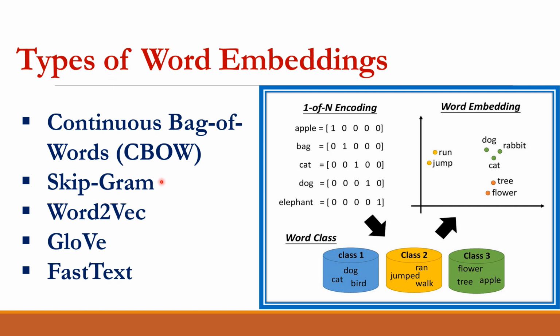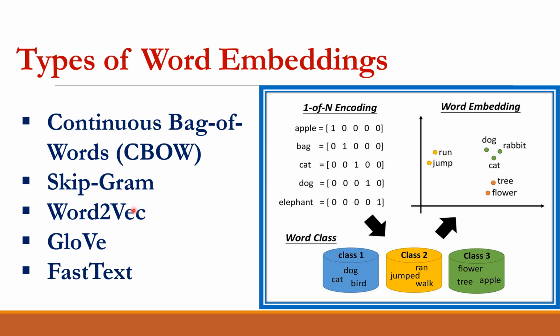Then comes skipgram. This skipgram is similar to the continuous bag of words, but it predicts the context word given a target word. This means instead of predicting a target word from its context words, the model now predicts the context words from the given target word. So for example, if you are given the sentence, the quick brown fox jumps over the lazy dog, the skipgram model would learn embeddings for words like quick, brown, jumps, and lazy that capture their relations with other words.